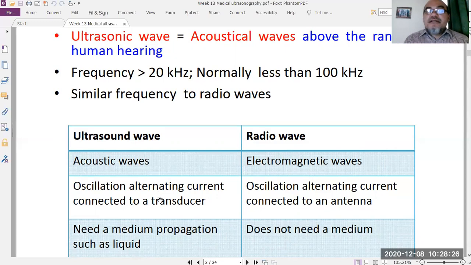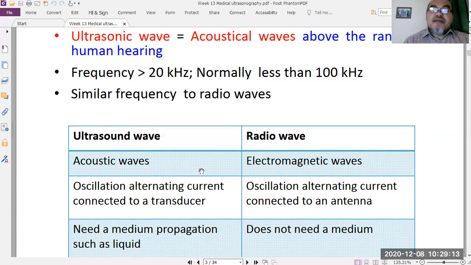So an ultrasound wave is an oscillation from an alternating current connected to a transducer. It is generated from a transducer that converts the electric voltage into mechanical oscillation, which usually propagates in line, longitudinally. So it is a kind of longitudinal wave, because it is an acoustic wave. Longitudinal wave means that the oscillation is in the same direction as the propagation of the wave.